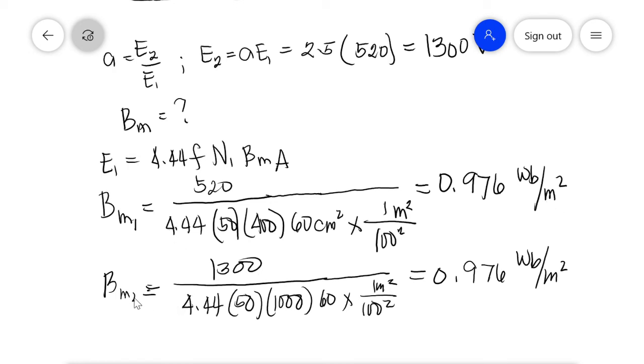Let's try the secondary. So Bm2 is equal to 1,300, this is our E2, divided by 4.44 times 50 times the number of turns at the secondary, that is 1,000, times 60 square centimeter multiplied by 1 square meter divided by 100 squared. It will result in the same 0.976 Weber per square meter. So either of the two yung gagamitin na formula, kasi the same lang.